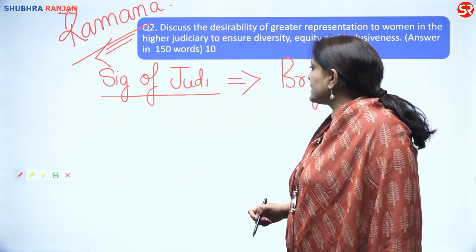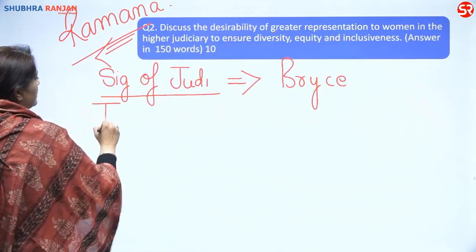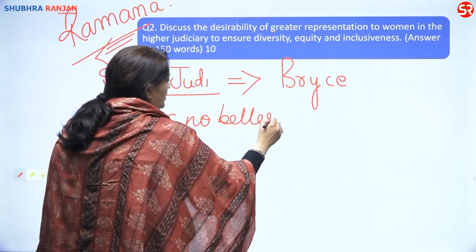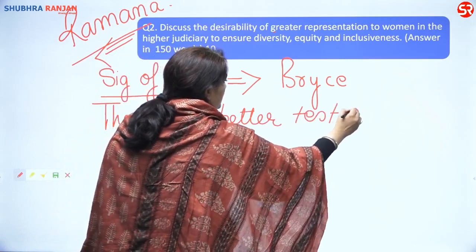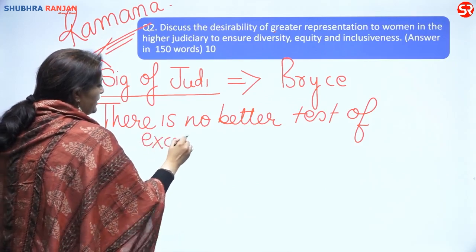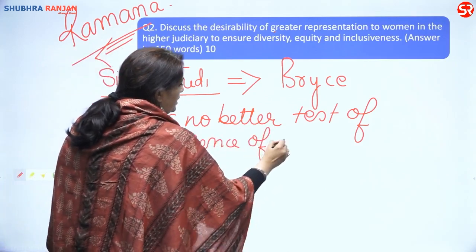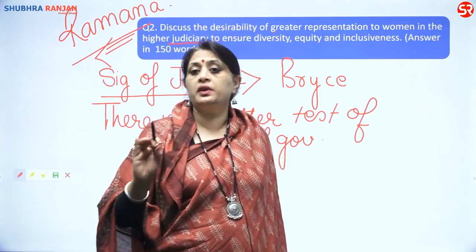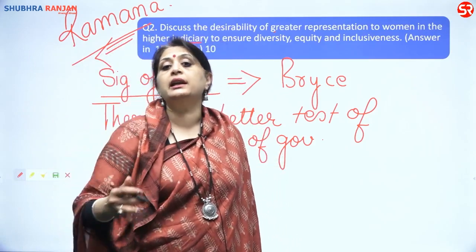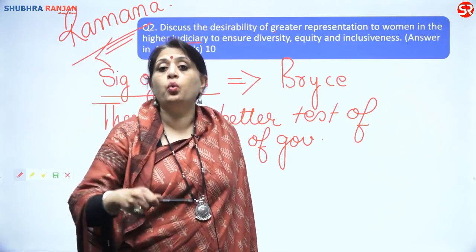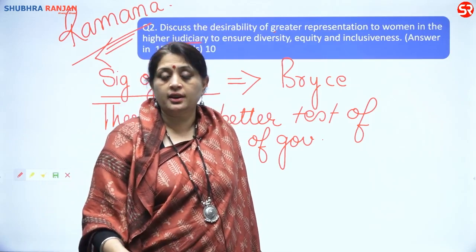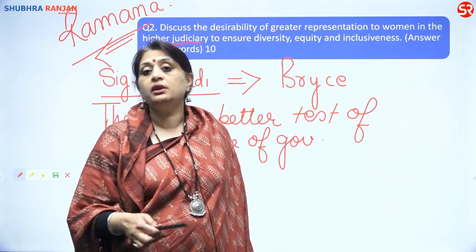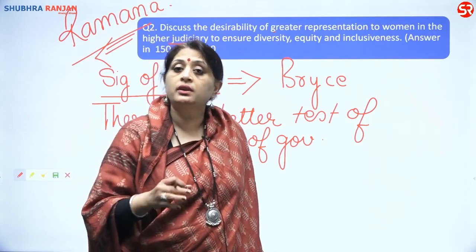तो क्या है लॉर्ड ब्राइस का स्टेटमेंट? Lord Bryce's statement is that there is no better test of the excellence of governance than the working of its judicial system. So judiciary is one of the three branches, but one of the most critical branches. And if you want to know how well the judicial system is functioning, it is to be rated on the basis of efficiency of your judicial system or the quality of your judicial system.